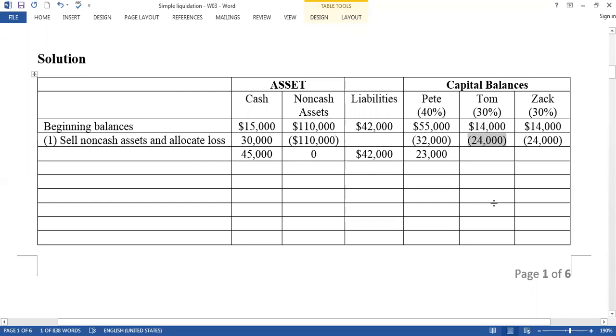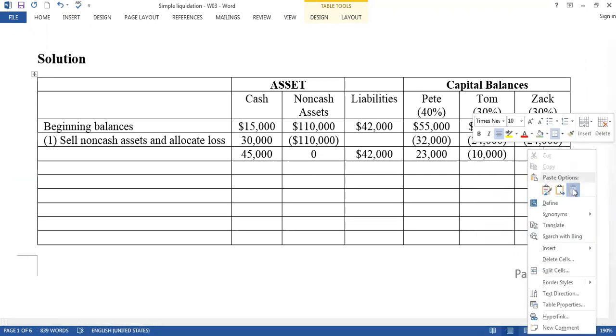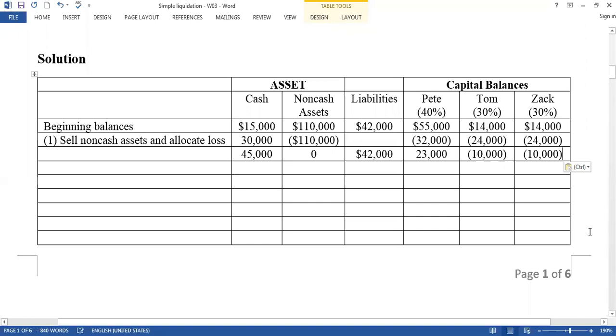So loss is higher than his capital, right? That means he has the capital deficiency. So that means $10,000. This $10,000 is the capital deficiency. Clear? And Jack also the same, capital deficiency. Right? Do you understand?